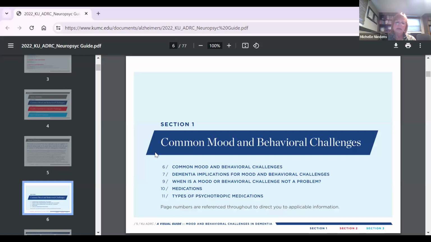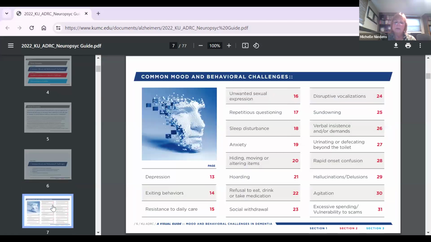Let's go to the next page. So these are common mood and behavioral challenges or expressions. Again, it is not completely inclusive. There are certainly others that are less common. These are fairly common. So we're just going to pick one. Say social withdrawal. So that's what we're seeing in the person that we love and are supporting. We see them withdrawing. So we go down under withdrawal.